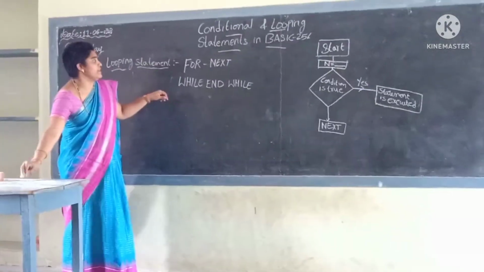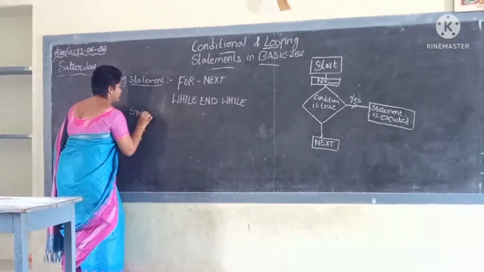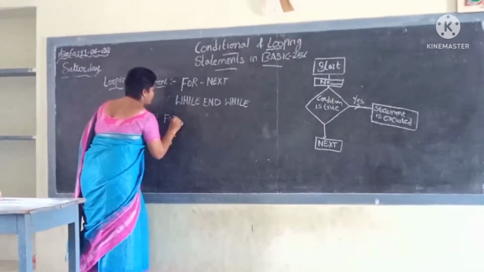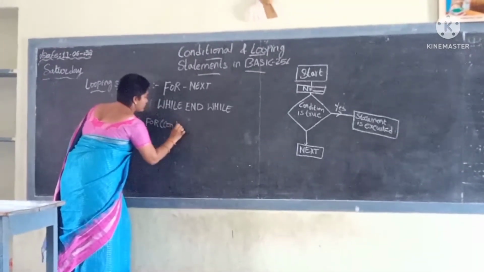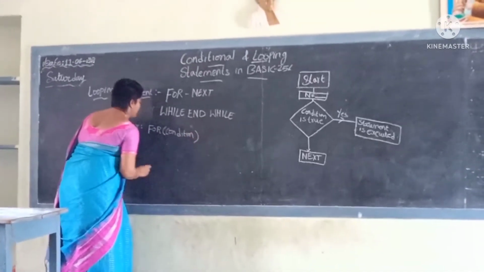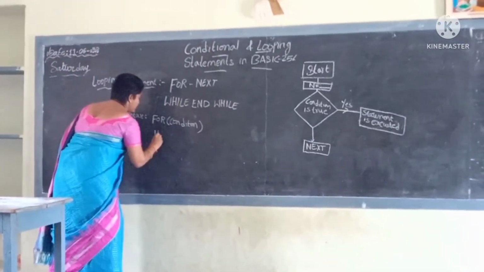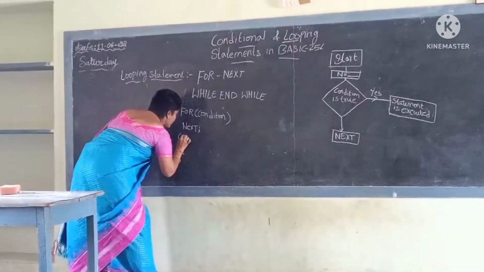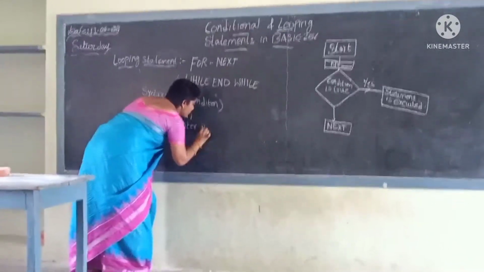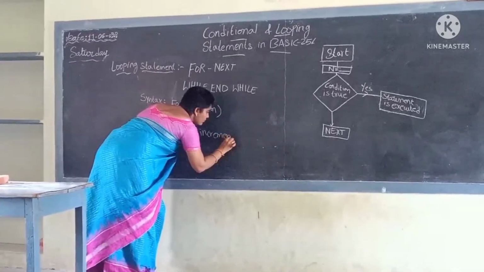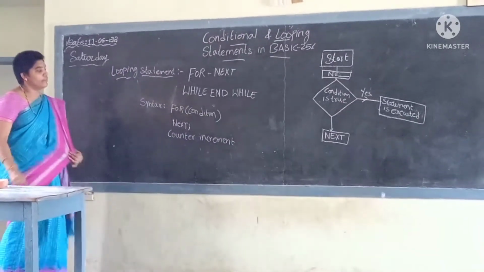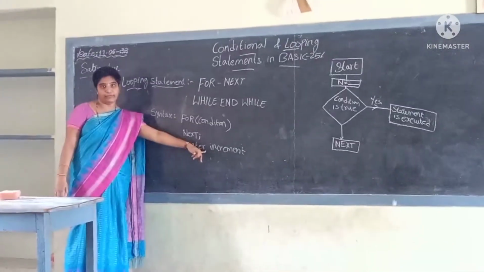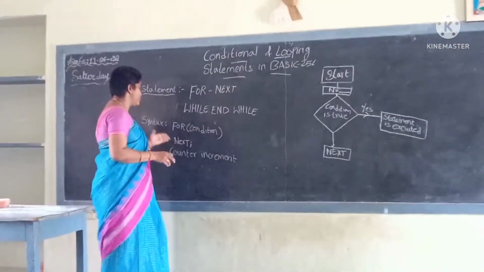So here, for the next statement, the syntax is: for condition, next statement, and the counter variable will be incremented. Here I will show you one simple program for this.